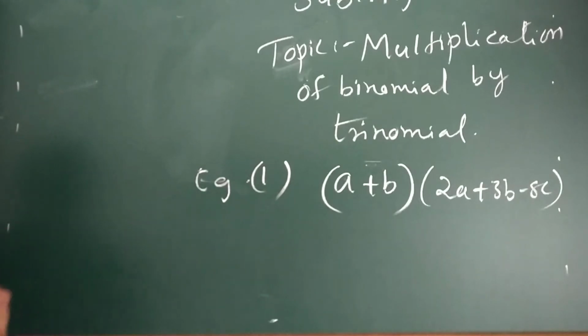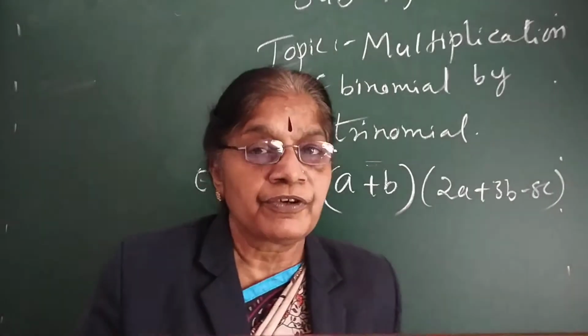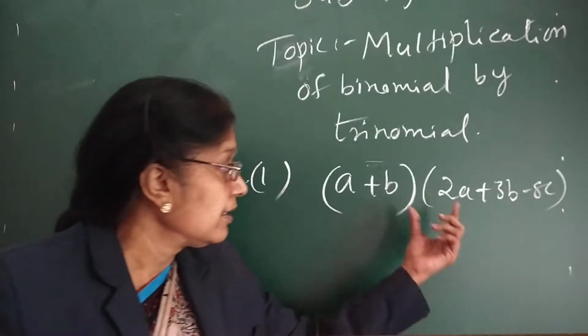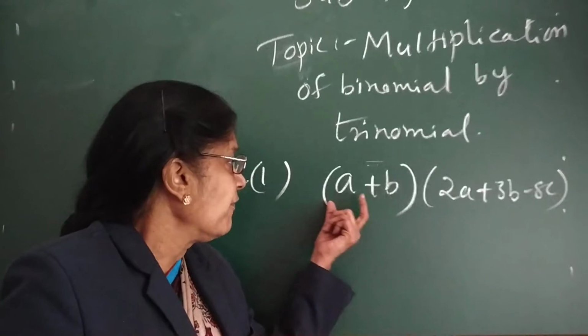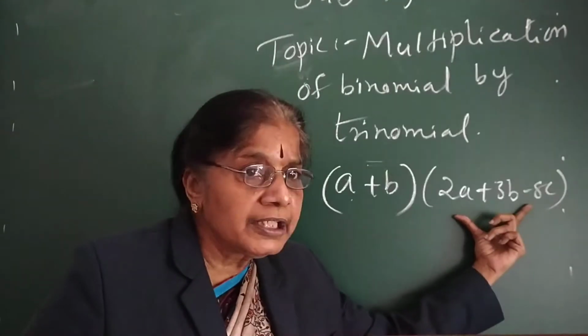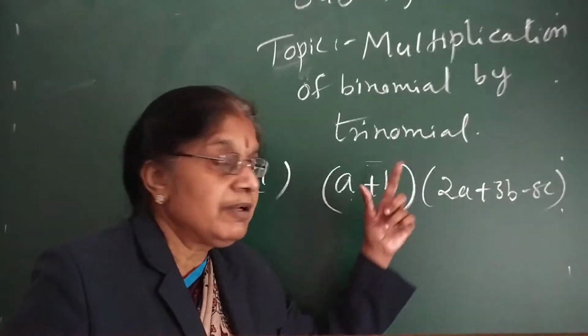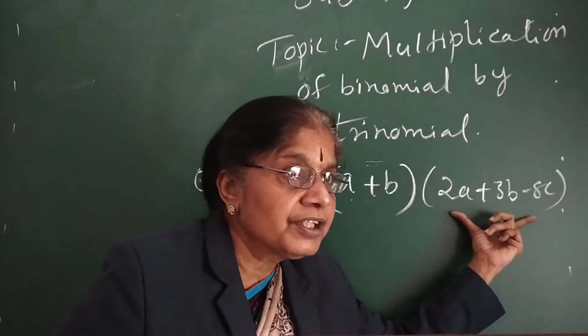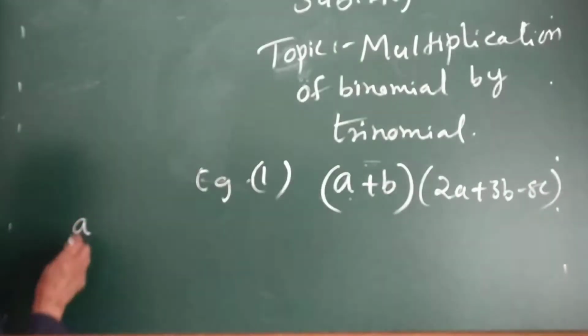How to do the multiplication of this? We are going to do it by the process of distributive property. What is this distributive property? The first term of the binomial will be taken and multiplied with all the terms of the trinomial. Then the second term of the binomial will be multiplied with all the terms of the trinomial. So, we will see. Let us take the distributive property.